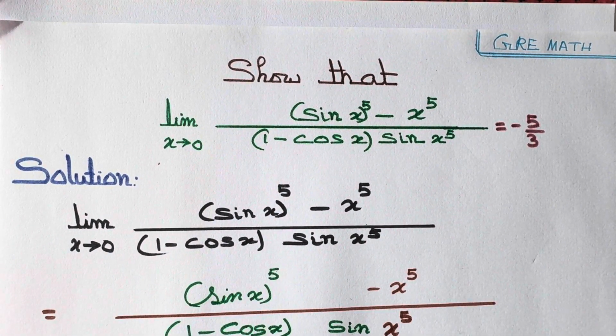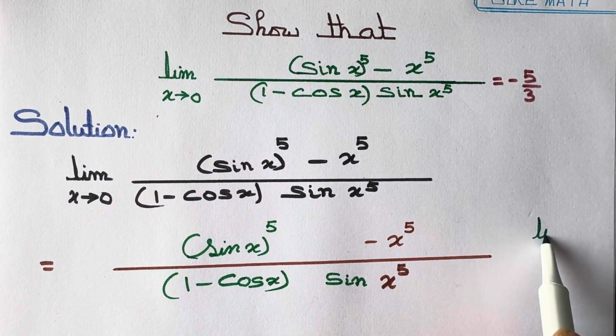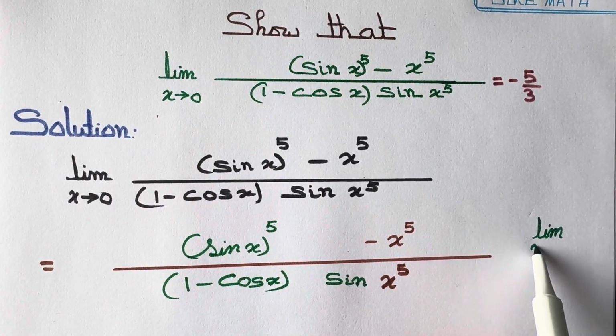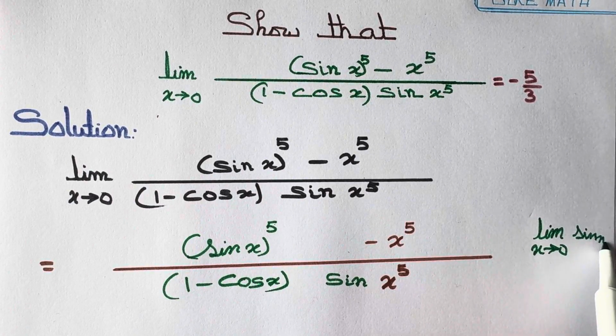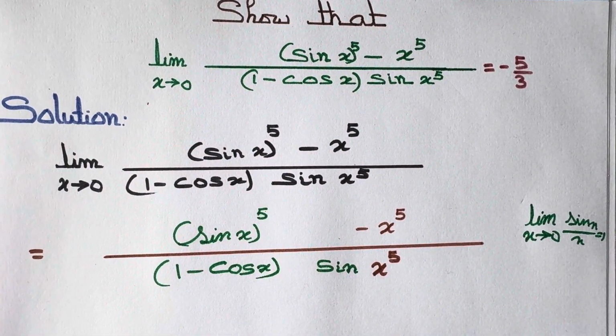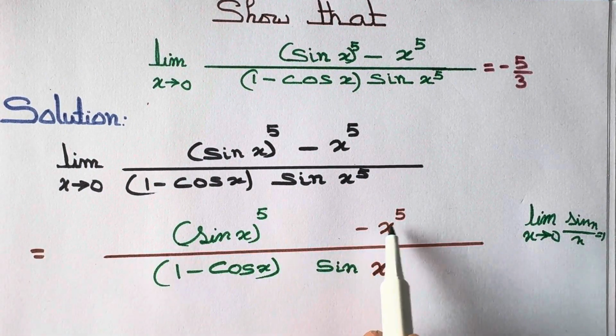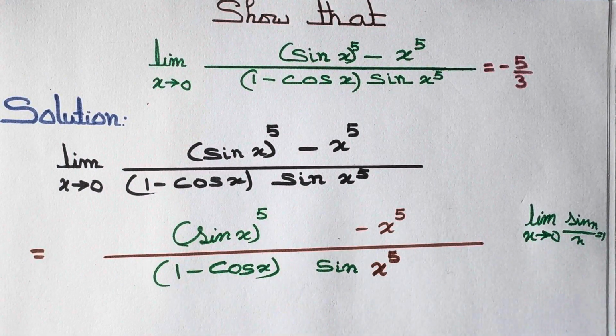We know that limit x tends to 0, sin x by x equal to 1. We want to apply this formula. How can I get sin x by x? We observe that if I divide numerator and denominator by x to the power 5, then I can get sin x by x. Let us do it.